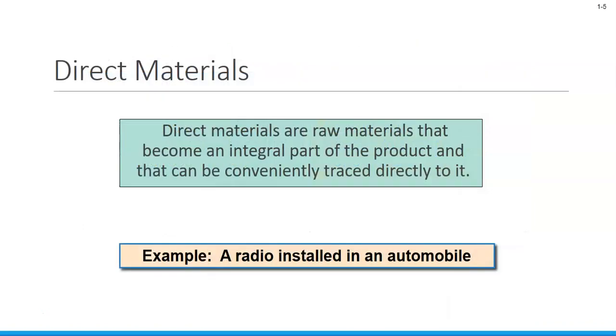Direct materials are required materials as part of the item, that they're easily and conveniently traced. Now, when I say easily and conveniently, I mean with some indirect materials, you could trace how much a product uses of an indirect material, but doing so would take so much time and effort that it's not worth it. So that's where the conveniently traced comes in. This example, a radio installed in an automobile. Other items in an automobile that would be direct materials are the tires, the steering wheel, seats, the engine. Those would all be direct materials.